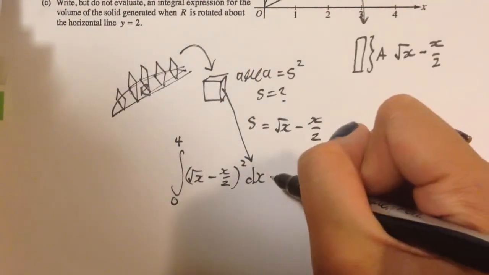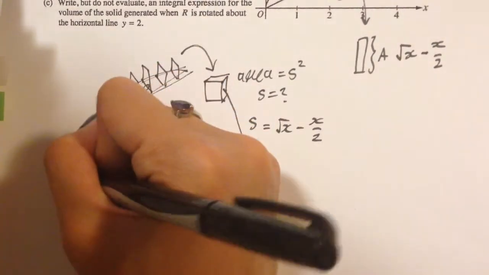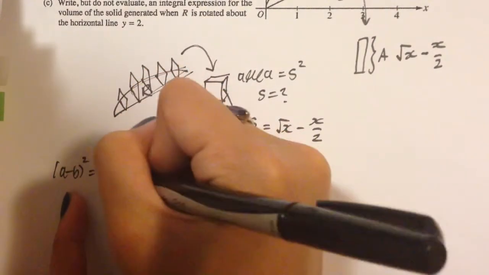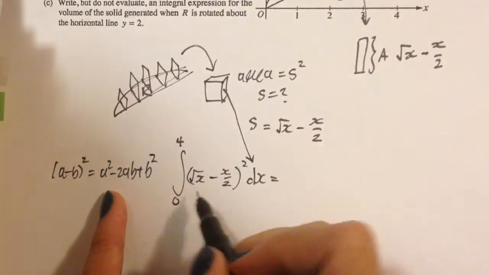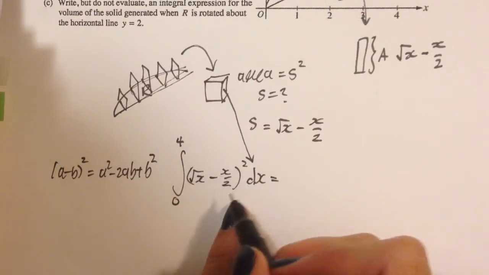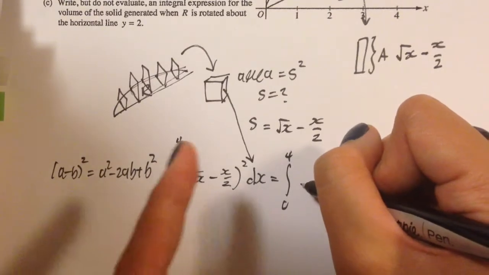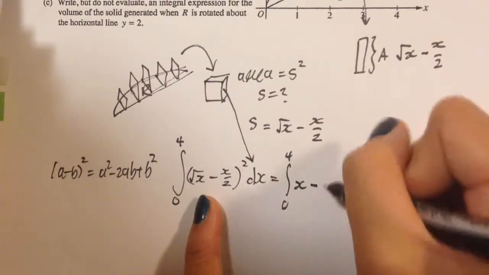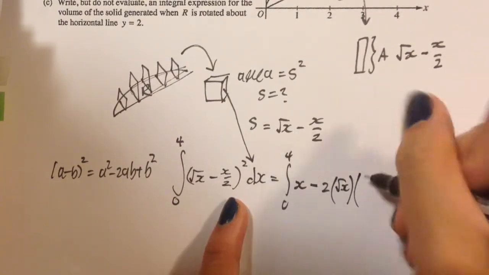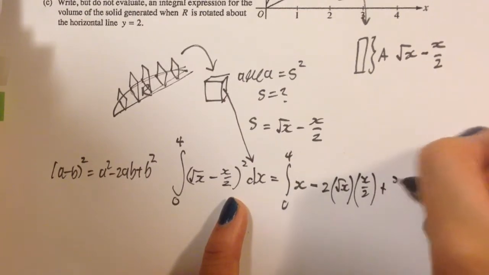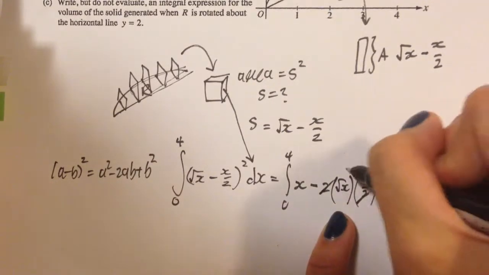as explained in part A. So now we're going to simplify this, keeping in mind the rule (a minus b) squared, which is equal to a squared minus 2ab plus b squared. And a in this case is the square root of x, and b is x divided by 2. So once we expand it, it turns out to be x minus 2 times the square root of x times x divided by 2 plus x squared divided by 4, dx. We cancel out the 2's, and we're going to simplify this even further.